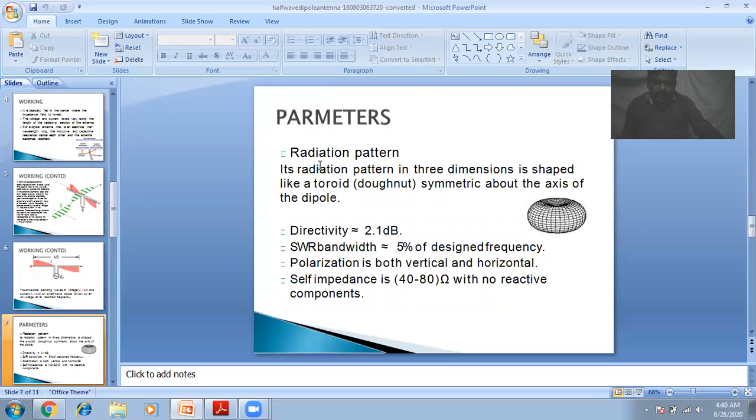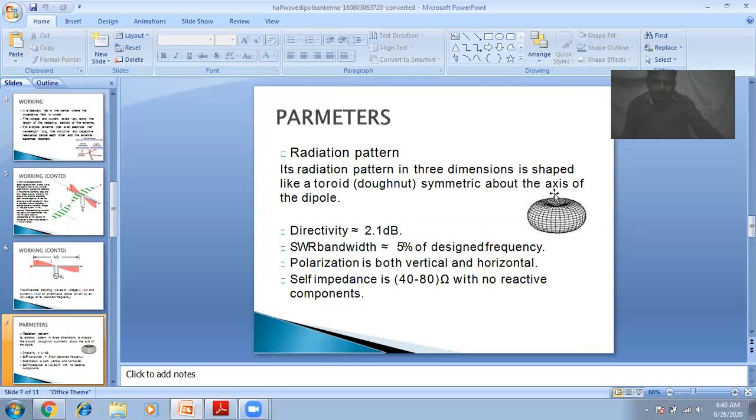So the radiation pattern. In this slide you will see the different parameters. That means what is the directivity and what is the bandwidth. What is the radiation resistance? Like that we will see here. And what is the type of radiation pattern will be seen in this slide. So this is the radiation pattern of this particular antenna.